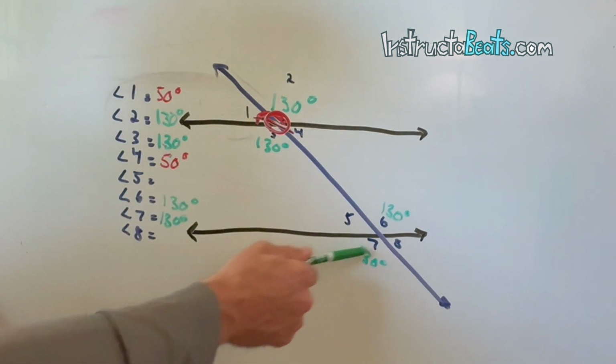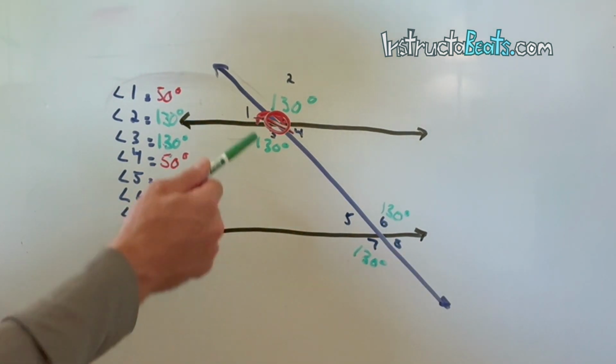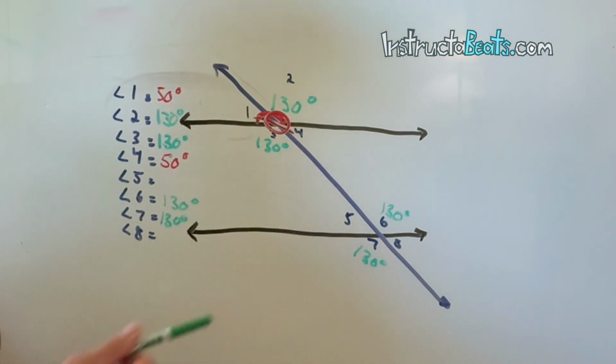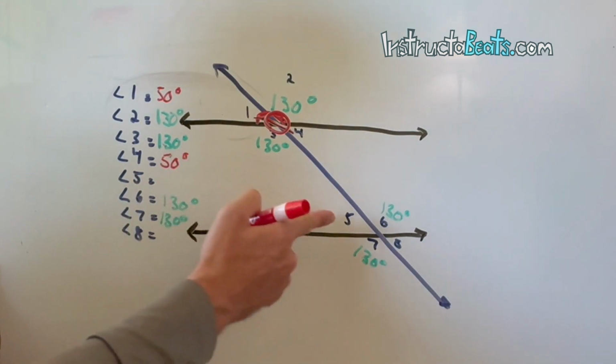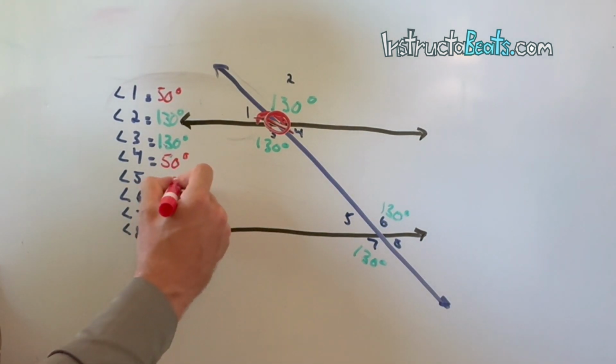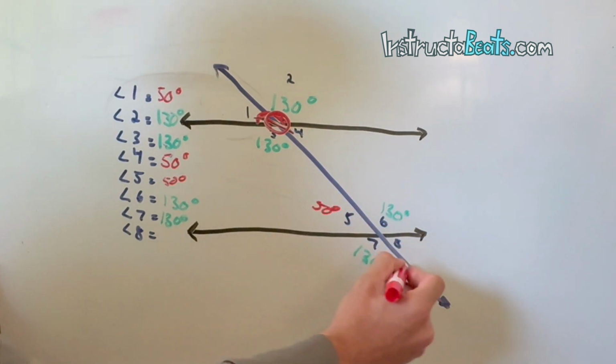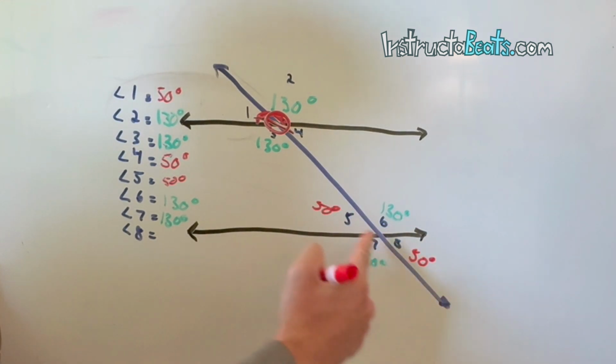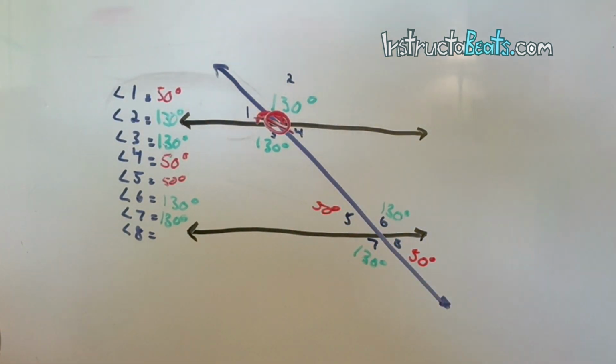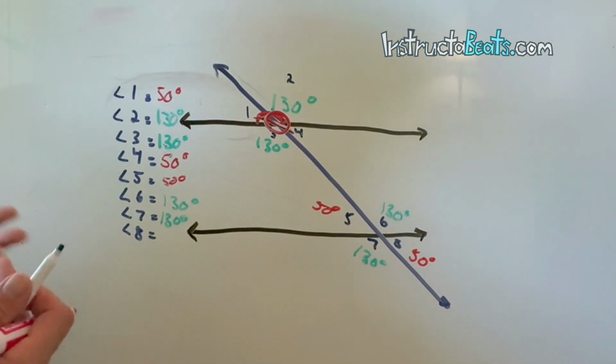And then I could do my supplementary angles again, but I know that angle 1 and angle 5 correspond with each other. So angle 5 is going to have to be 50 degrees as well. And angle 8 is going to be 50 degrees because it's vertical with angle 5. If you need proof of that, go back and check out our first lesson about angles that are found with parallel lines and transversals. So those are the skills you need.